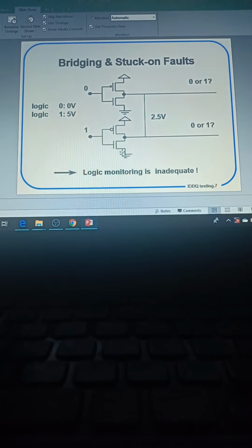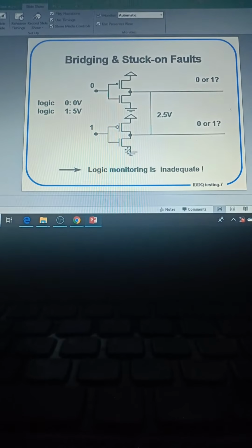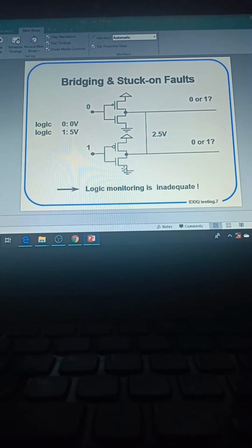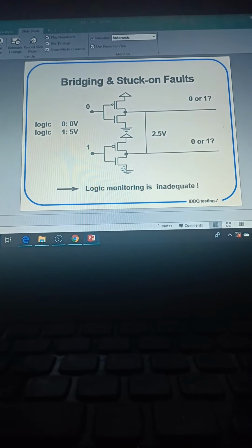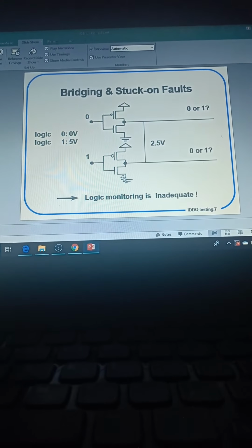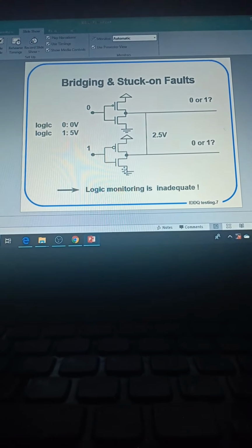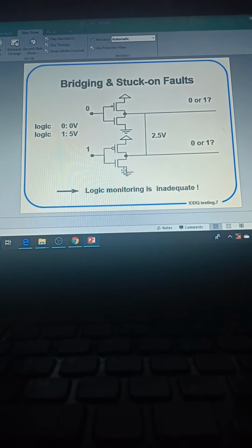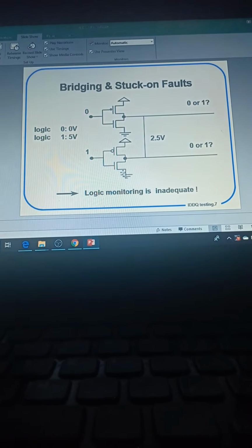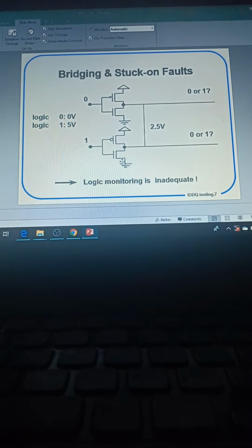This diagram shows the stuck-on fault. Whatever input is given, suppose the output is 2.5 volt, then the logic value for 2.5 volt can be either 0 or 1, because normally 0 volt we consider as logic 0, and if the output voltage is 5 volt, we consider it as logic 1. Here, if the output is 2.5 volt, it can be considered either as 0 or 1. So logic monitoring is inadequate because of this. So this is considered as a stuck-on fault.